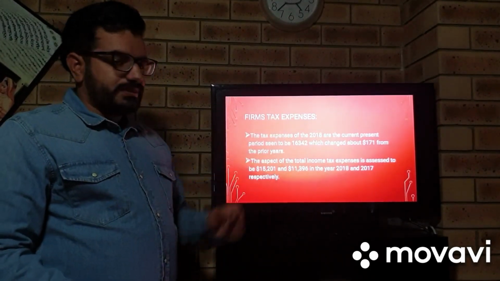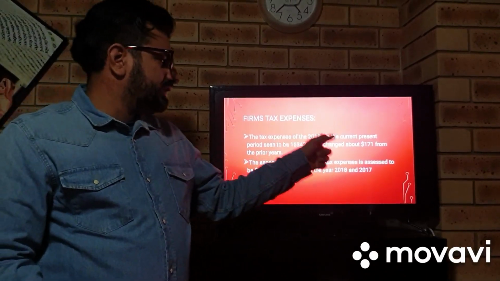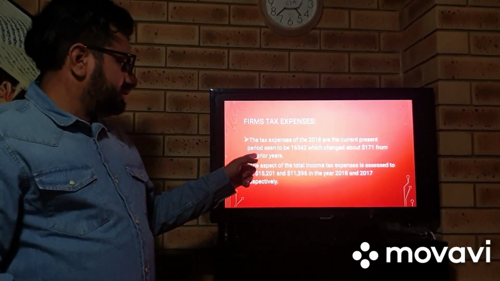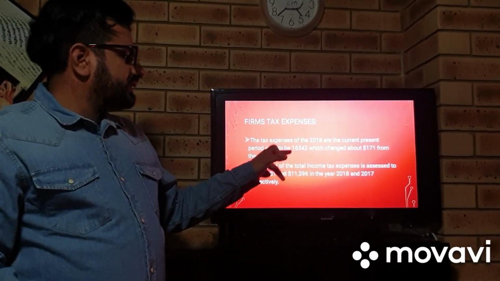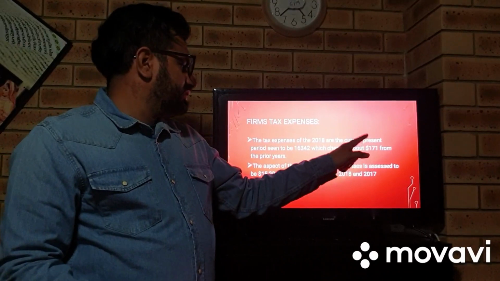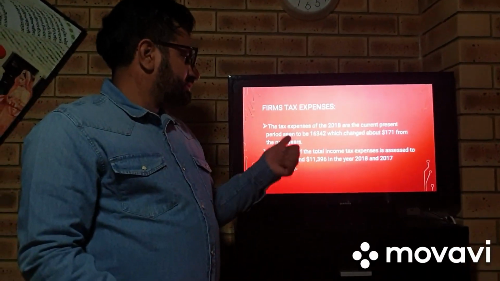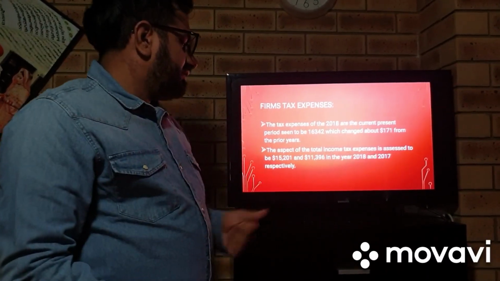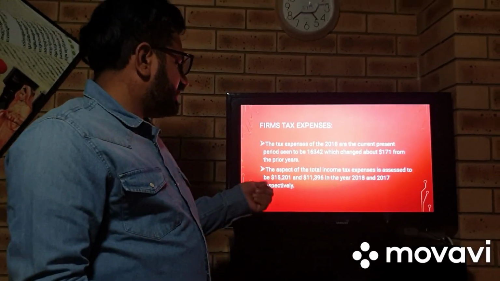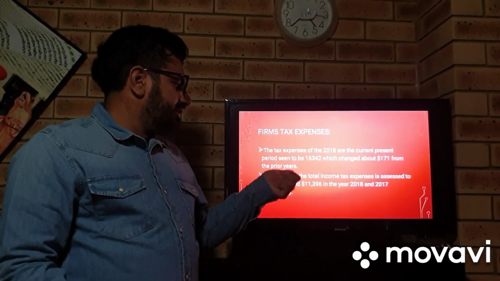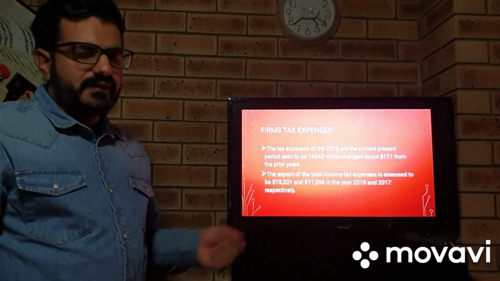Now the firm's tax expense. The tax expense for this firm for 2018, the current period, is 6,342, which changed by about 171 from the previous year. Like last year, the tax expense increased by $171, but the total income expense is assessed at 15,201 and 11,396 in the years 2018 and 17 respectively.